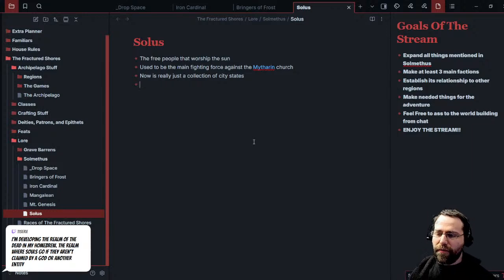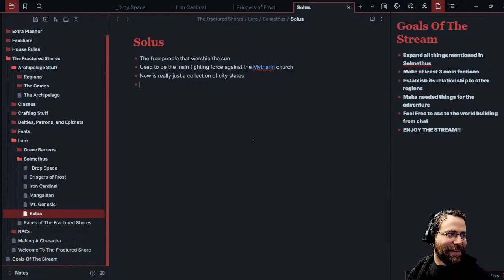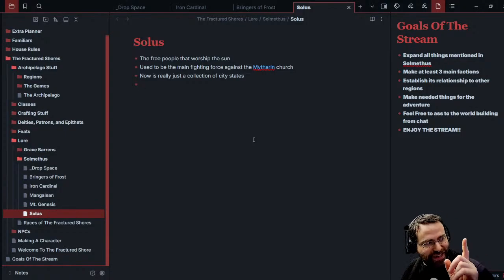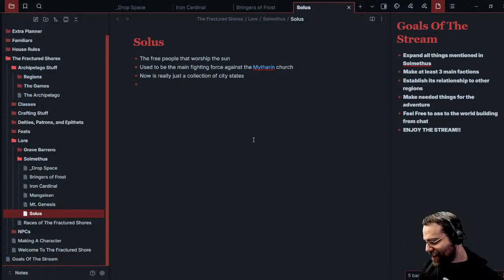I'm creating a realm of the dead in my homebrew, a realm where souls go if they aren't claimed by a god or another entity. Nice. You do need an answer for that. It is rare that this happens in most D&D settings, but you need an answer for that. And sometimes you can get wild with that answer. Anytime you can go a little off the deep end, get a little unhinged with it, it's always fun.